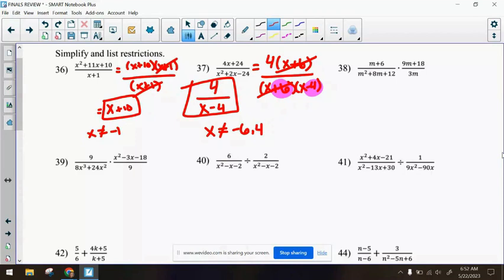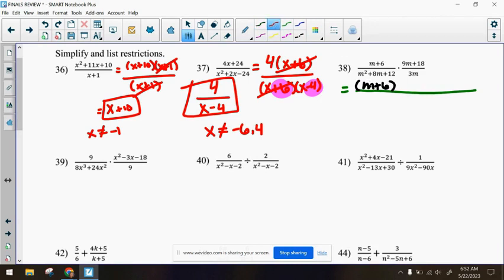Now let's go ahead and take a look at number 38 for this one. This is a multiplying problem, which really just means that I need to make this one big fraction. There's no need to find a common denominator. I factor all that I can factor and I see what will reduce. M plus 6, I can't do anything with, so I'm going to keep it as a factor m plus 6. Then I'm going to move over to this denominator.